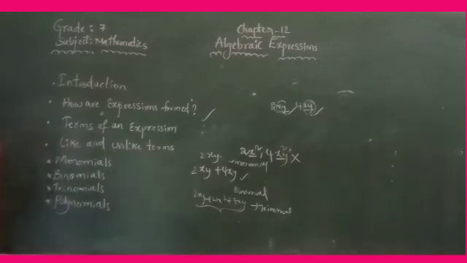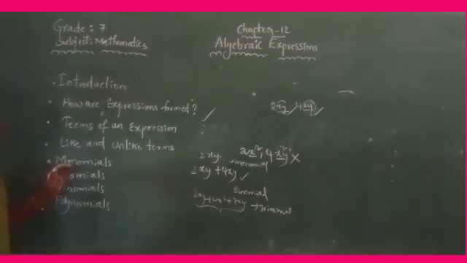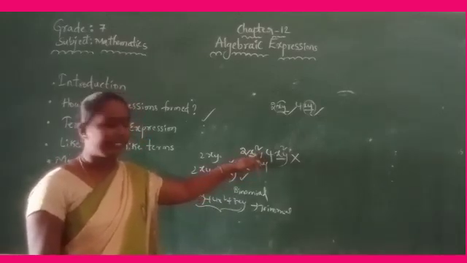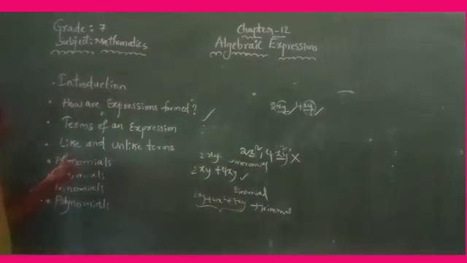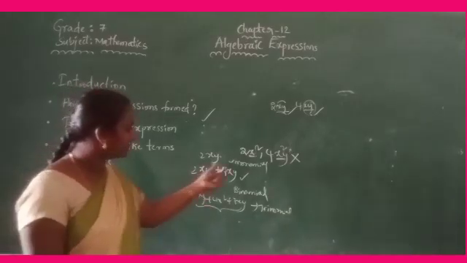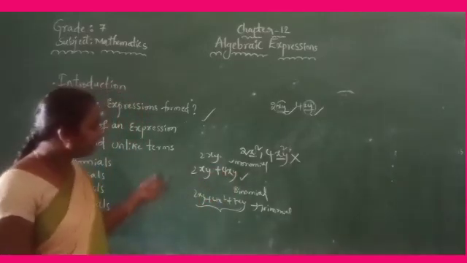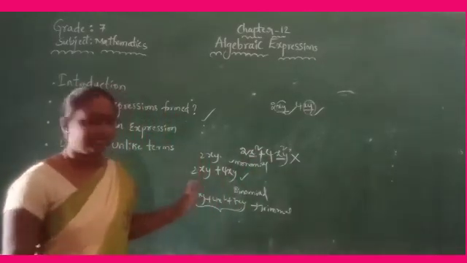So the term is something that is being added, and a factor is something that is multiplied together, and the coefficient is a number that is multiplying the variable. So this is the coefficient of x square. This number is multiplying the variable. Right. So like terms are terms in an algebraic expression having the same algebraic factors. If they have different algebraic factors, these are the unlike terms.